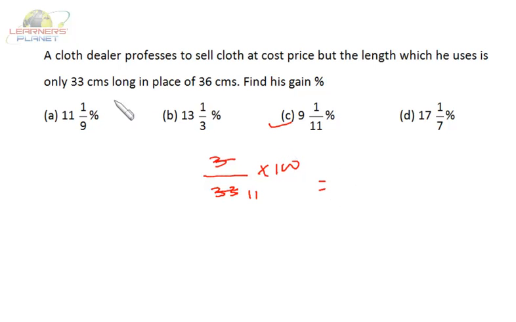I'll just repeat: he is telling that he is selling 36 centimeter, but actually he is selling 33 centimeter. So he is making a profit of 3 centimeter. And definitely for 33 centimeter he might have paid for 33 centimeters only, but now he's charging 36 centimeter. So the actual cost price will be on 33 centimeters. So we are getting this calculation. I hope you are clear.